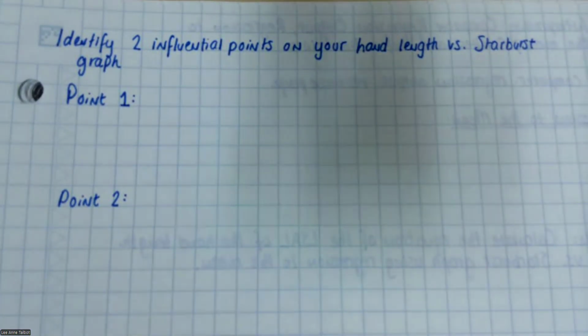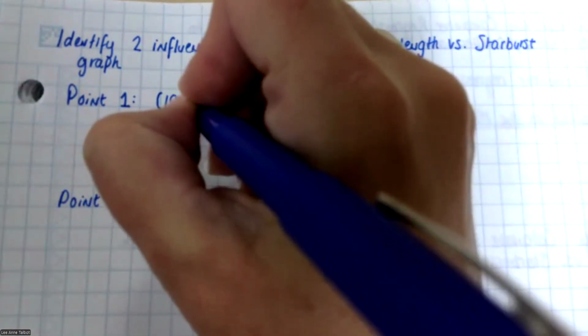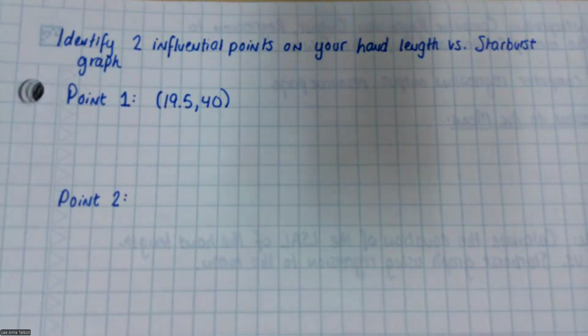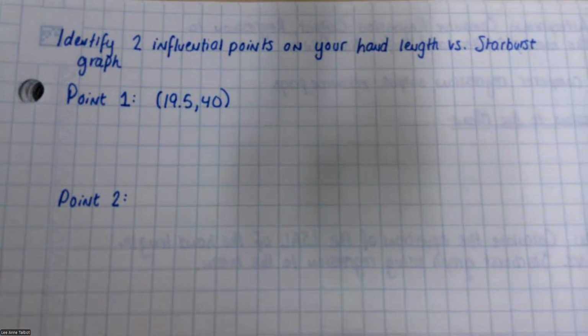Okay, so we decided point one was going to be Evan, which was 19.540. Who was the point that was furthest to the left on the x-axis? Mariana, is that you? $13, $18. Okay.